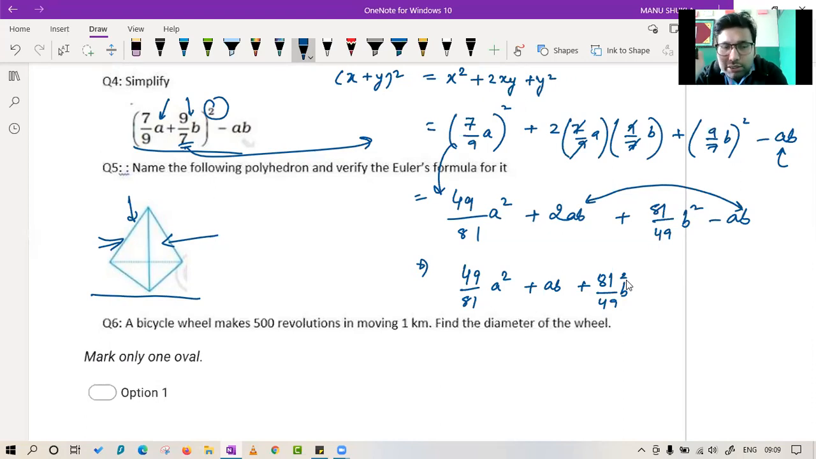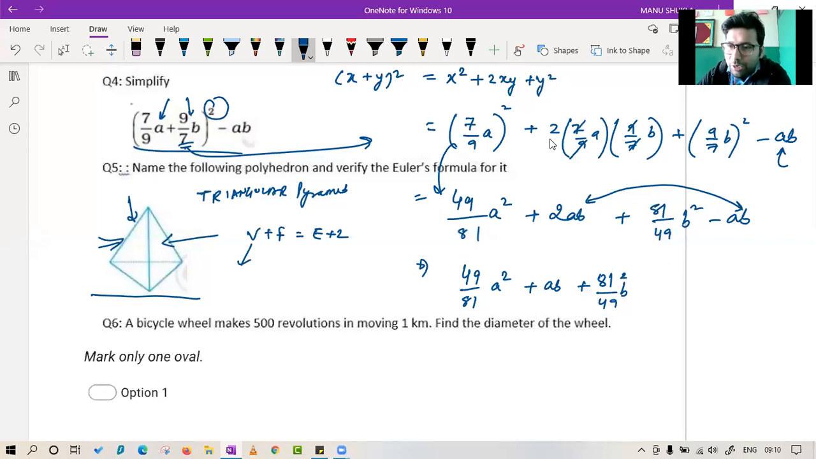So what should we call this pyramid? The name of the pyramid is triangular pyramid. Very good, Rudra. It is a triangular pyramid. Fine. And now they are saying verify the Euler's formula. I think you can verify it very easily because the formula yesterday only we have discussed. The formula was V plus F is equal to E plus 2.